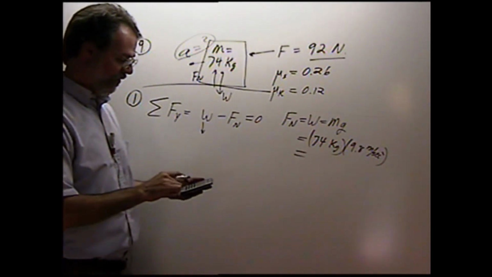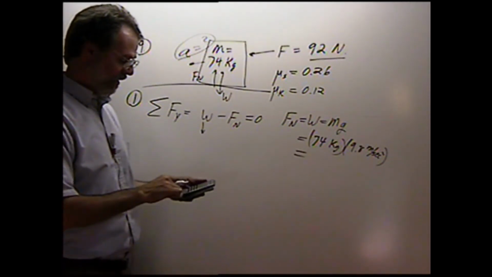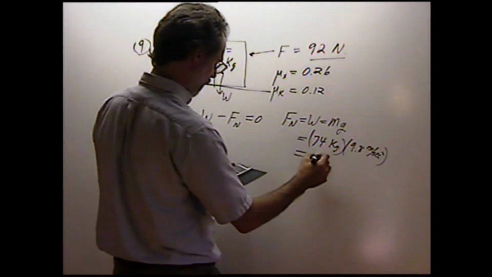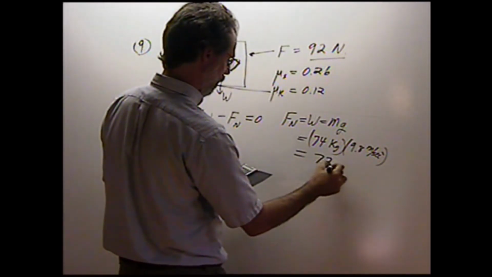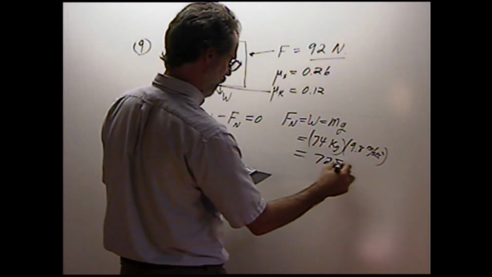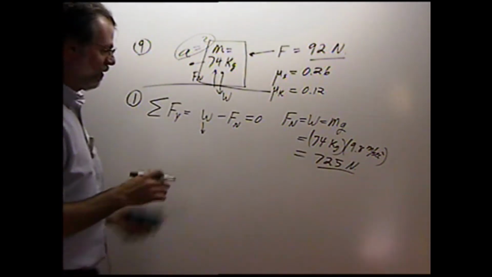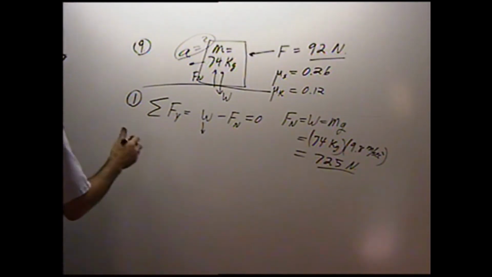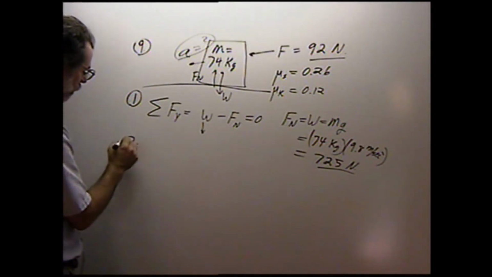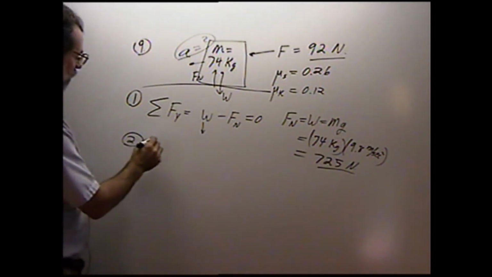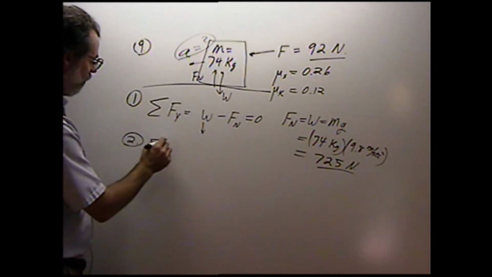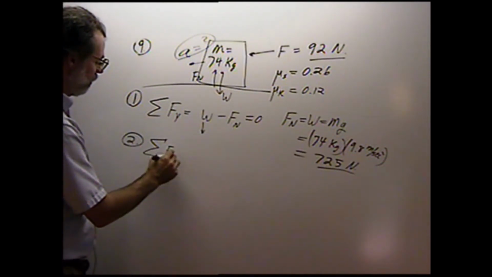So the normal force is 74 times 9.8, which gives 725 newtons. I'm going to just leave it like that for the time being, 725 newtons. The second step is to look at the sum of the forces in the x direction.